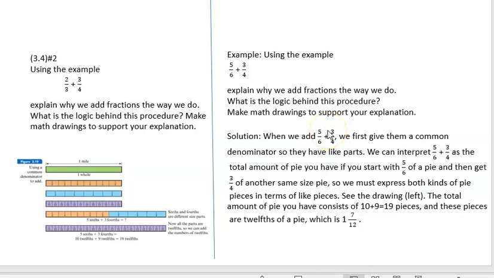Section 3.4, homework problem number 2. So in this section, we're going to learn how to add fractions.